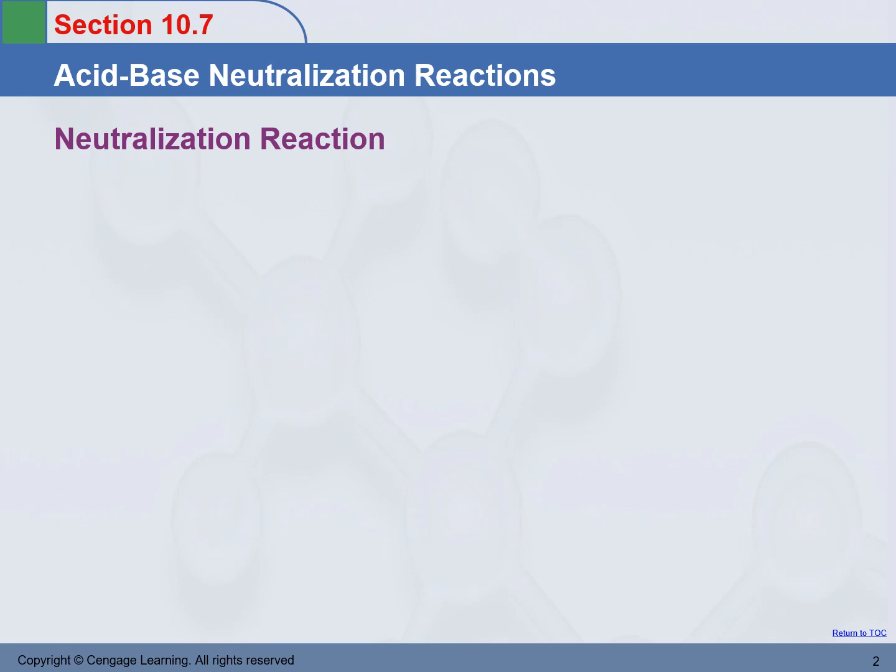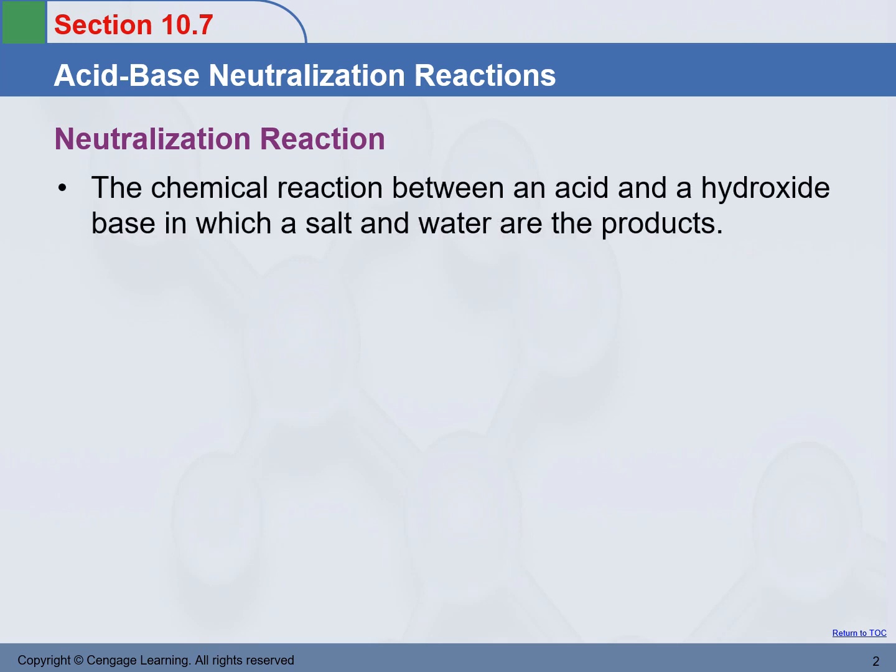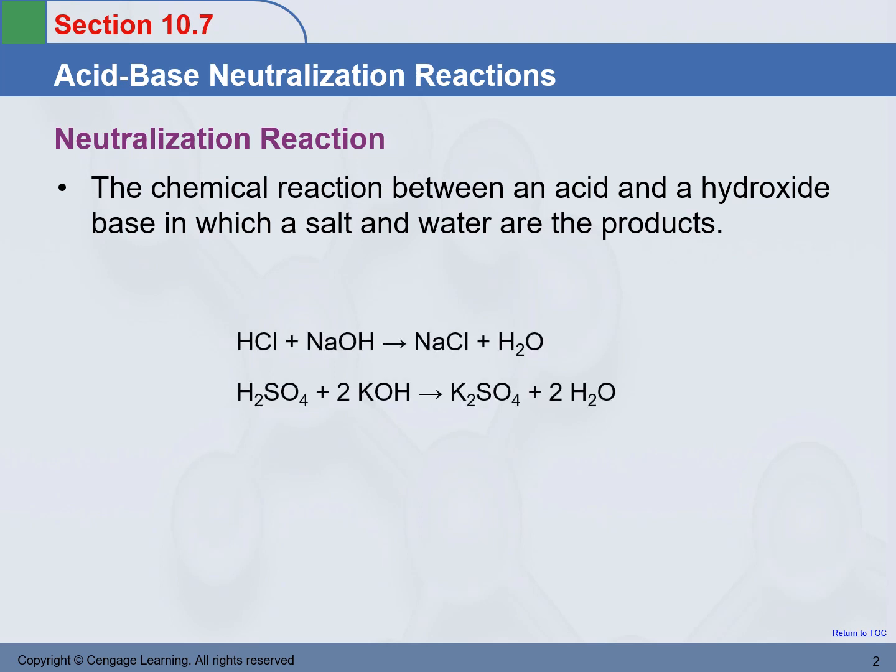Let's look at the neutralization reaction. It is a reaction between an acid and a hydroxide base, in which a salt and water are produced, as we noticed on the last slide. A neutralization reaction will produce two products. One of them is water, the other is a salt. Let's look at a couple of examples here.